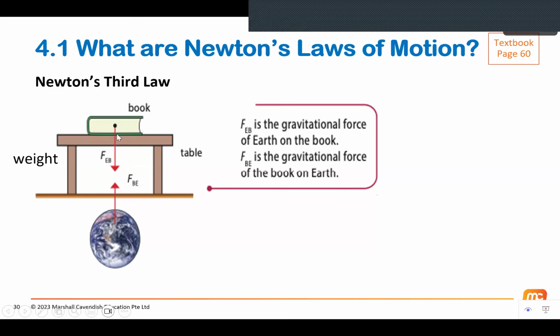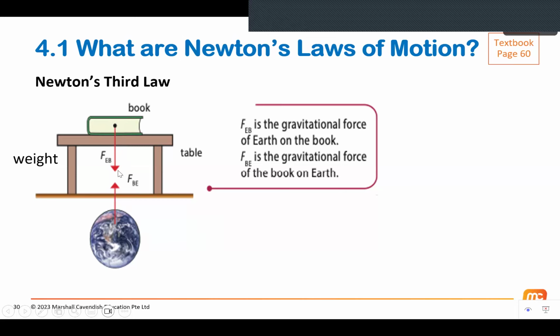So the reaction pair is not the contact force. A lot of students will tell me, oh, there is a contact force on the book. But the contact force is exerted by the table on the book. So I cannot have weight, which is Earth on book, and contact force, which is table on book, because then both forces are acting on the book. These are not action-reaction pairs.